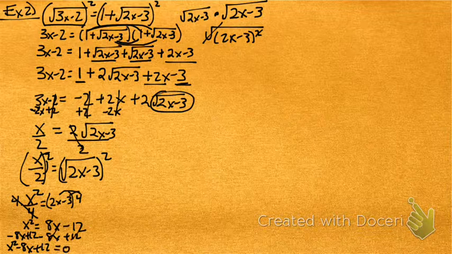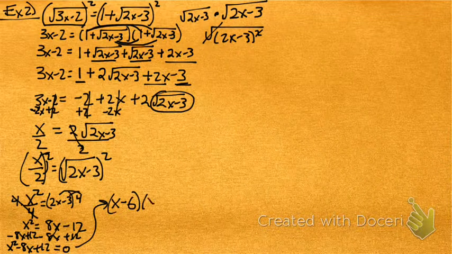These all cancel. I hope we can factor this, otherwise this is a really tough problem, and I think we can. I think that factors into x minus 6 and x minus 2, because these multiply to make 12, and they add to make negative 8. So I have two solutions apparently. x is 6, and x is 2.